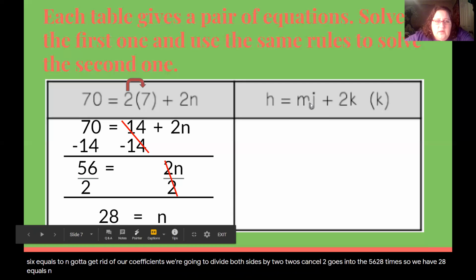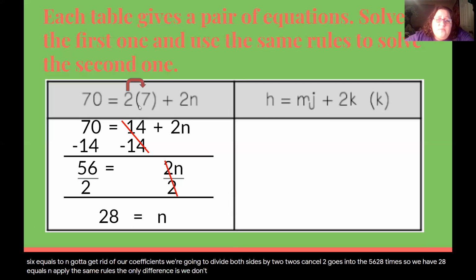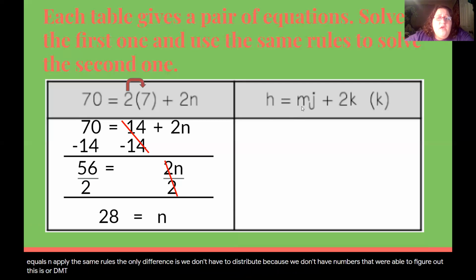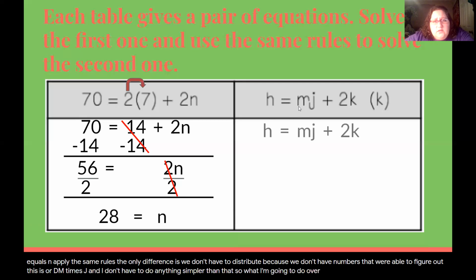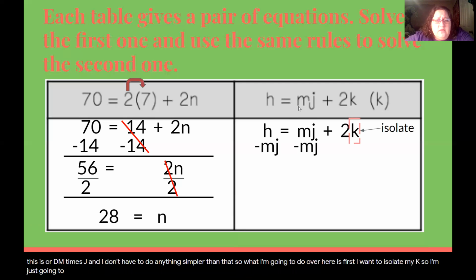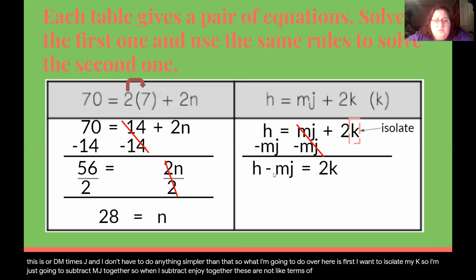Like I said, we're just going to apply the same rules. The only difference is we don't have to distribute because we don't have numbers that we're able to figure out. This is already m times j, and I don't have to do anything simpler than that. So first I want to isolate my k. I'm just going to subtract mj from both sides. When I subtract mj, these cancel out. These are not like terms, so it's just going to be h minus mj equals 2k.